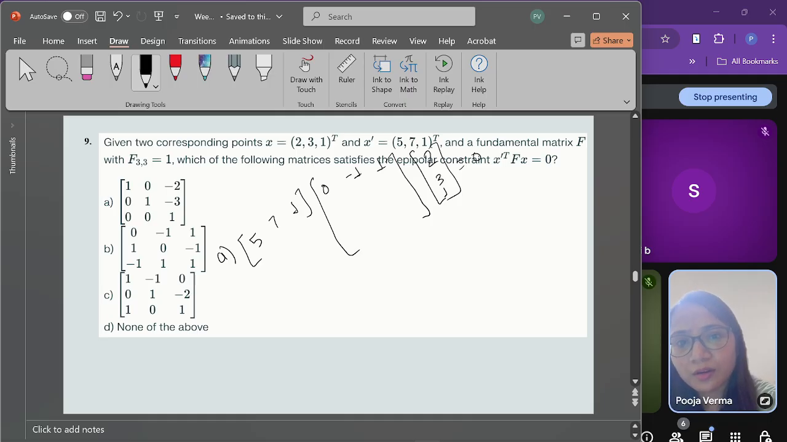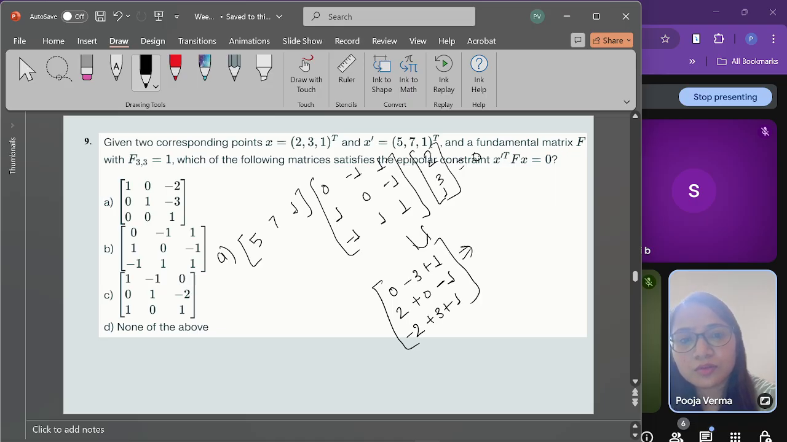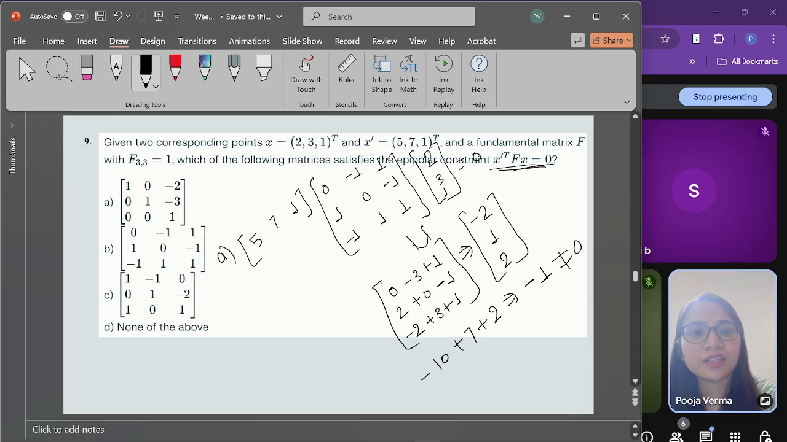0 minus 1, 1, 1, 0 minus 1, minus 1, 1, 1. Again, can you just multiply these two and let me know? So here you will get 0 minus 3 plus 1, right? So 2 plus 0 minus 1 and minus 2 plus 3 plus 1. So here you will get minus 2, 1 and 2, right? If you multiply with this, you will get minus 10 plus 7 plus 2, right? So here you will get minus 1, right? That is also not equal to 0. So option B is also not satisfying this constraint, right?